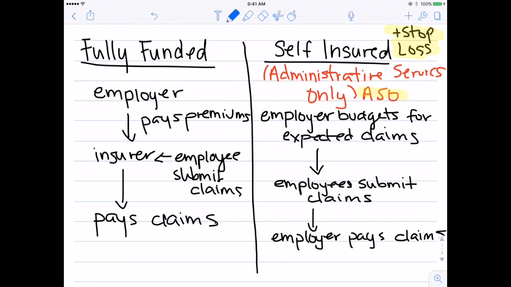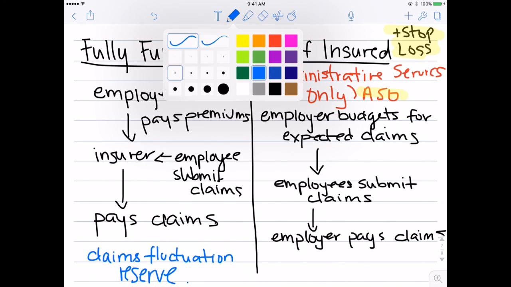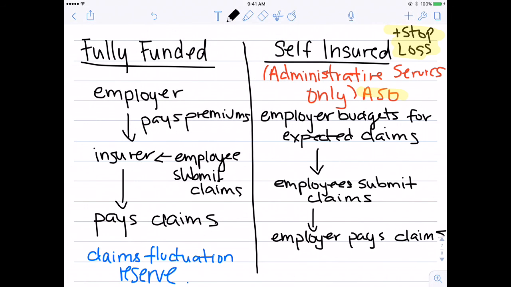What we might use here, we might use a plan which builds in what we call a claims fluctuation reserve. Be careful when you say that, you don't want to say that too fast. But we're going to build in this plan with a claims fluctuation reserve. And what this claims fluctuation reserve does, it represents a slightly higher premium than what you needed to pay. But the advantage for the employer now is that we've paid a little bit more premium.